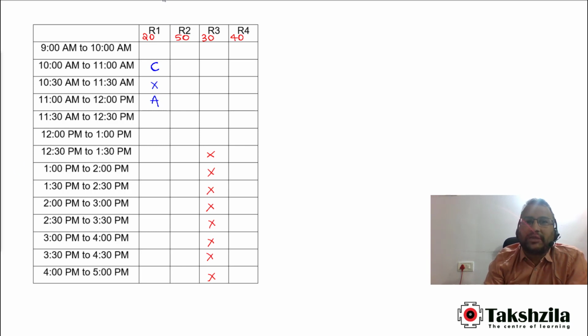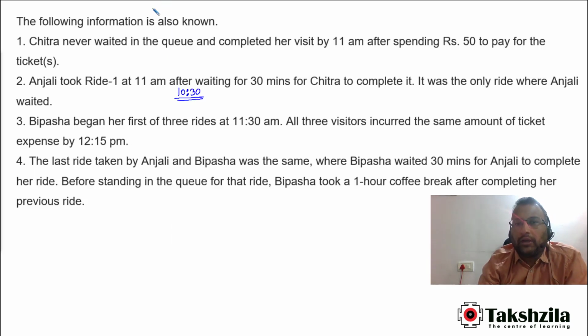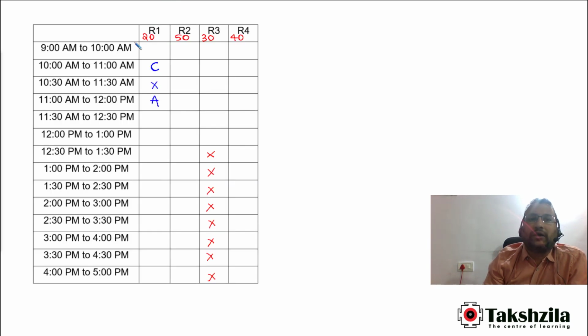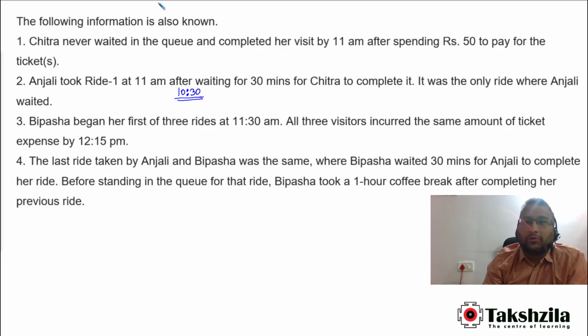Now, the first statement says that the total amount spent by Chitra is rupees 50. Chitra is going to take ride 1, which will cost rupees 20. So Chitra is going to take ride 3 in the 9 am to 10 am slot, because it is given that these are the only 2 rides that Chitra took and Chitra never waited in the queue.